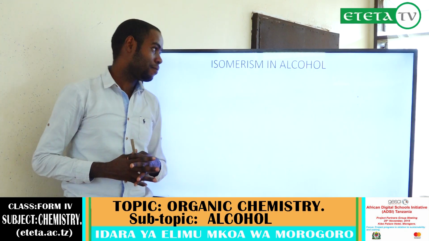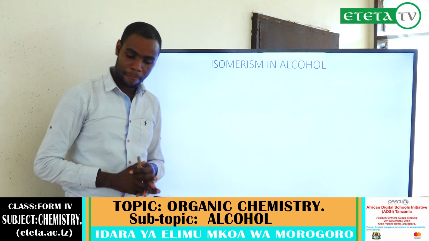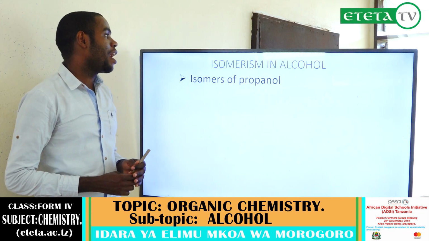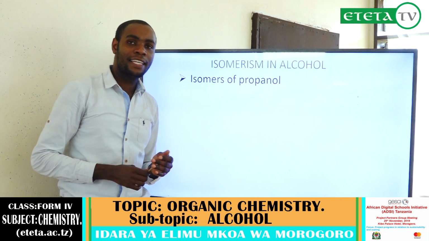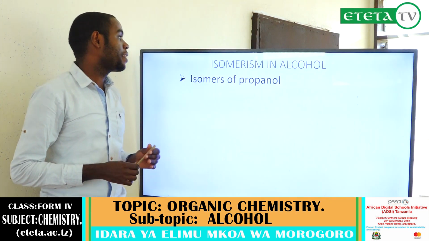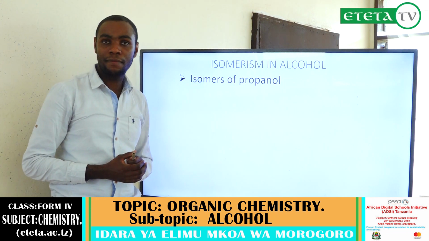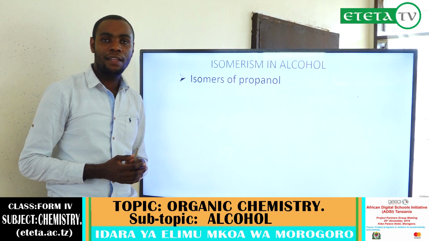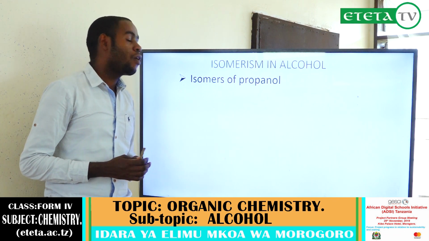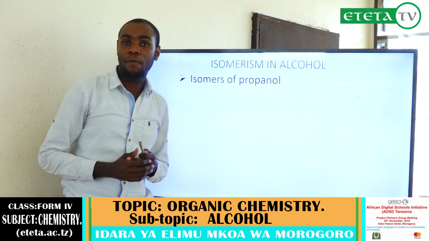Now, isomerism in alcohol. Because I have already explained the concept of isomerism, there is no need to explain it again and again. Now it's better to go directly to the examples of isomers of alcohol, starting with the isomers of propanol.